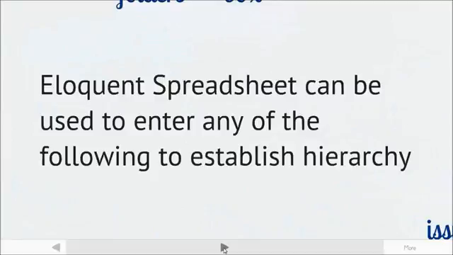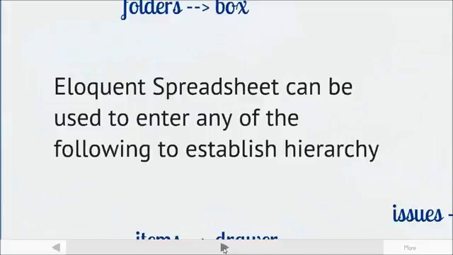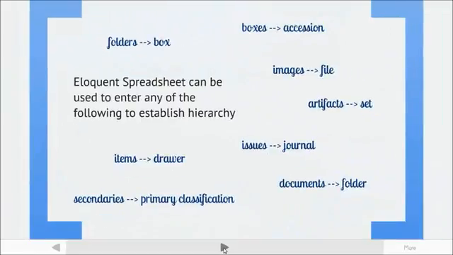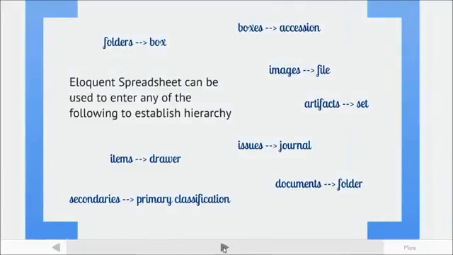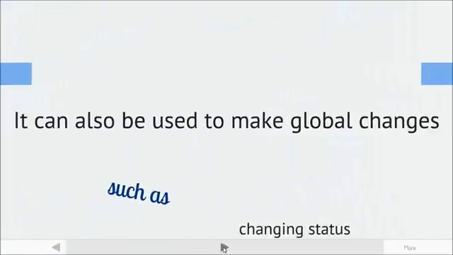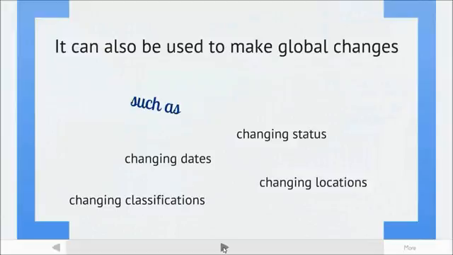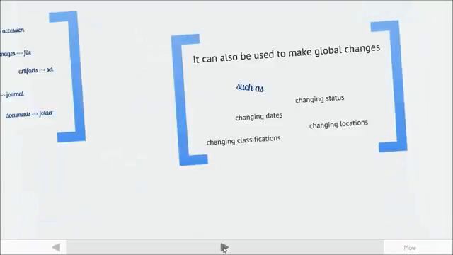So Eloquent Spreadsheet can be used in a couple of different ways. One is to establish a hierarchy for entering multiple folders into a box, for example, or multiple issues under a journal title, or multiple secondary classifications under a primary classification. The form can also be used to make global changes to any set of objects, such as changing the upper level folder of several files, or changing their physical location, status, dates, or classifications.